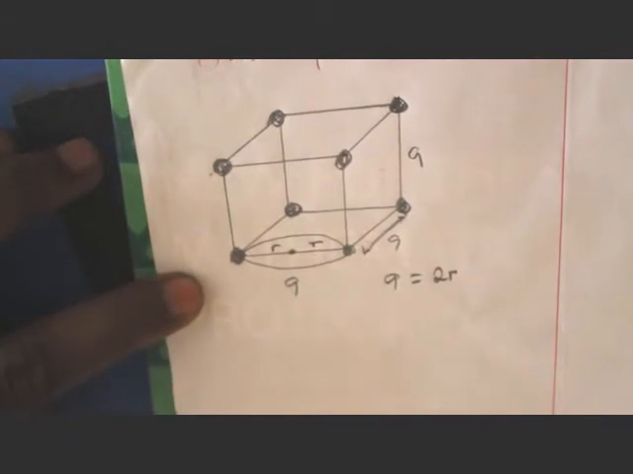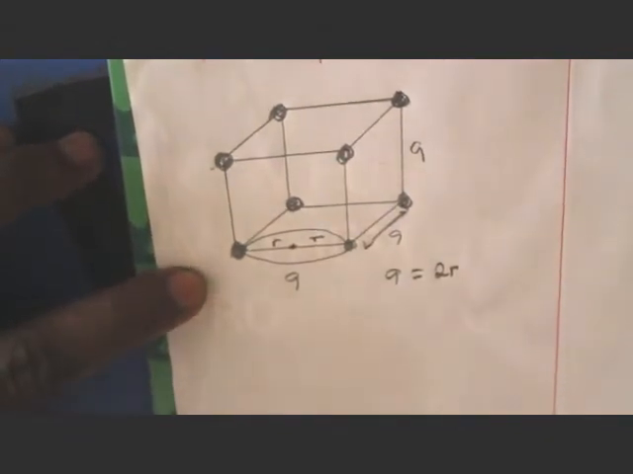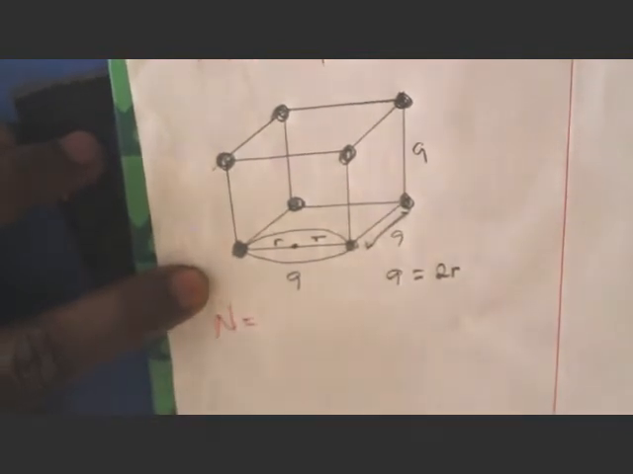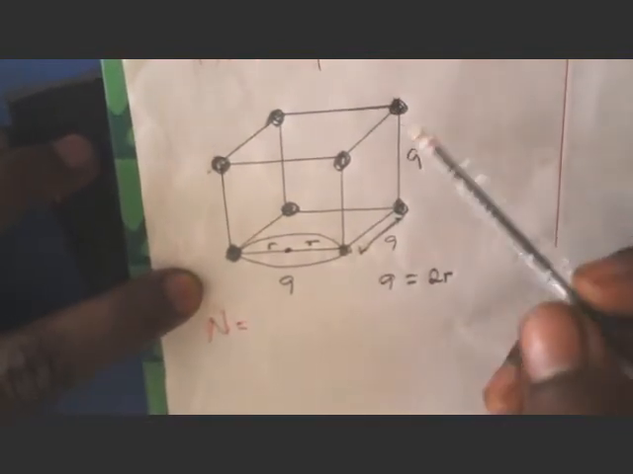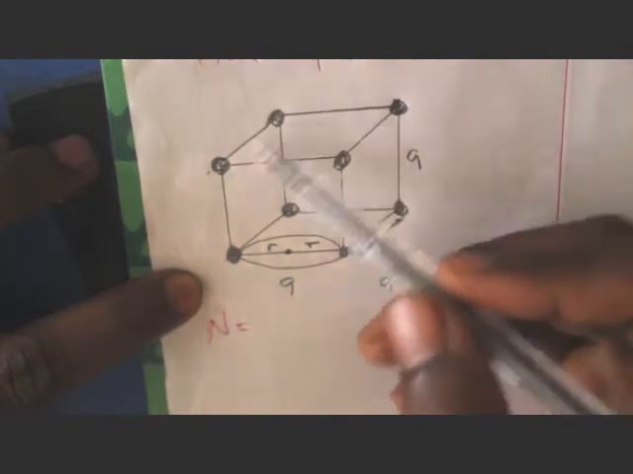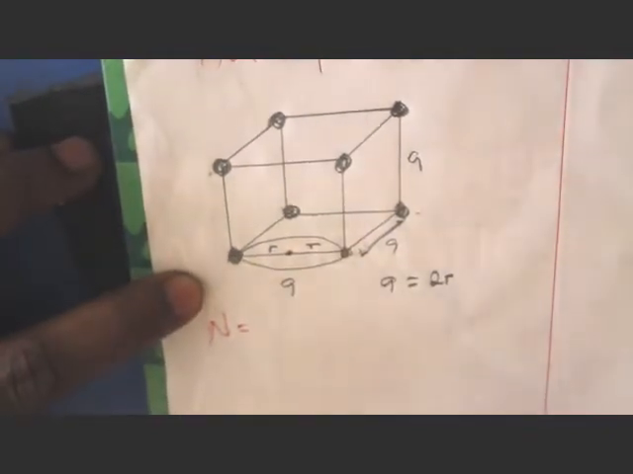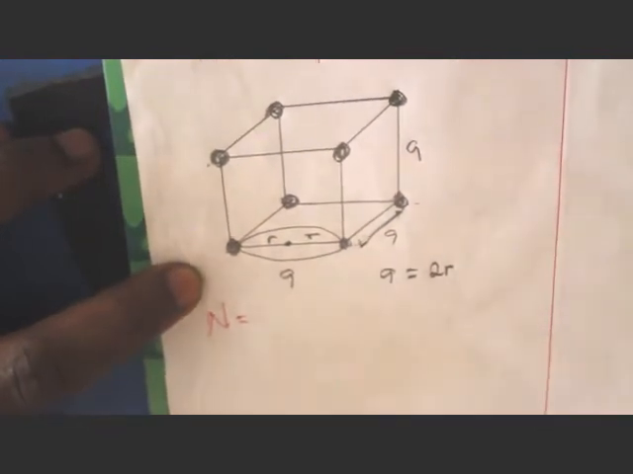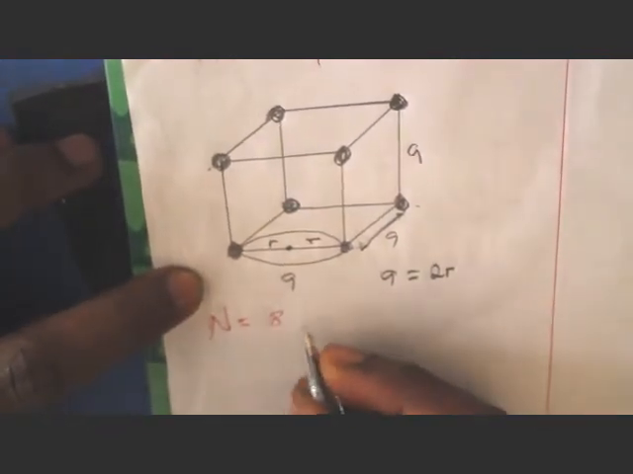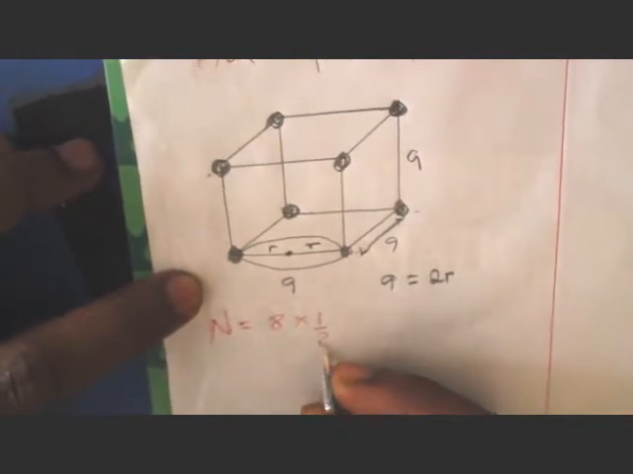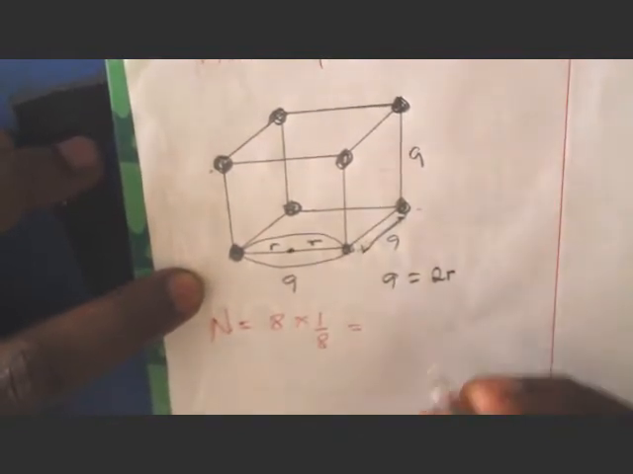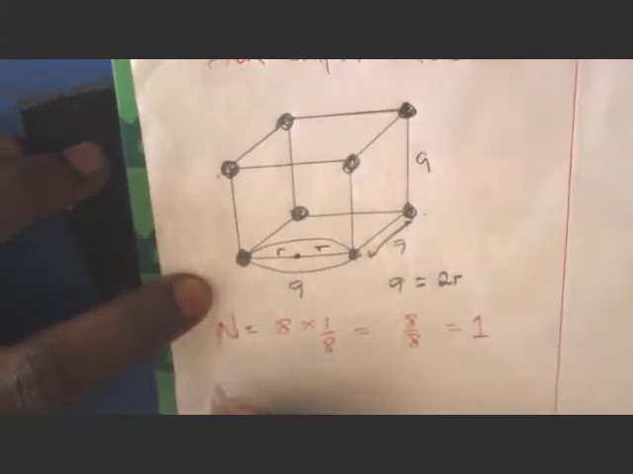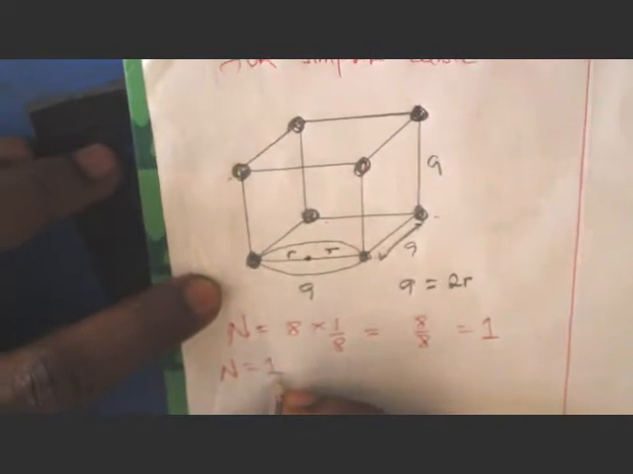Okay, so for the atomic packing factor, firstly let's get the N. From here, N is equal to, we have 8 atoms, 1 2 3 4 5 6 7 8, and each one of them contributes 1/8 of an atom. So here we can see 8 times 1/8, which is equivalent to 8/8, which is equivalent to 1. So N is equal to 1.